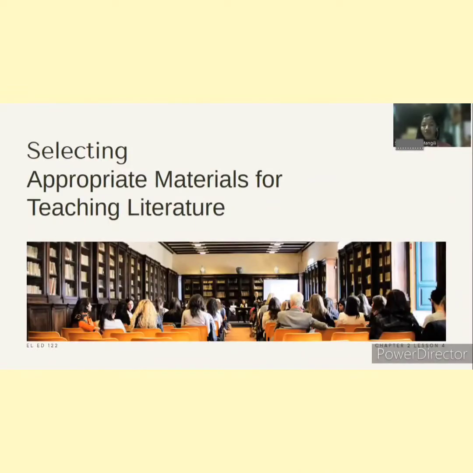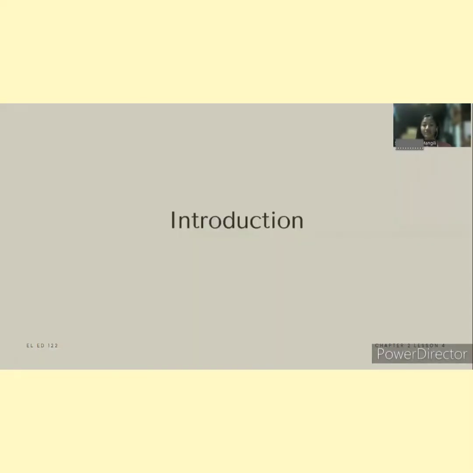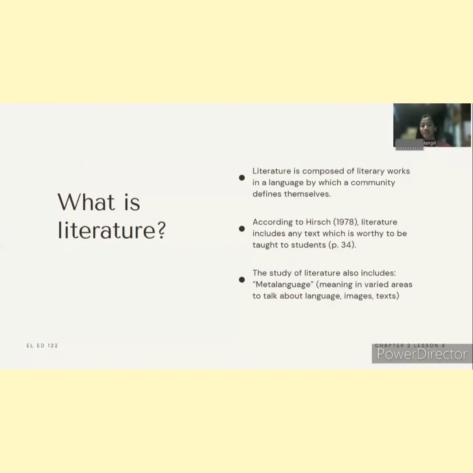We are Group 5 and we are going to discuss selecting appropriate material for teaching literature. But before we proceed, let us first define what literature is. Literature is composed of literary works in a language by which a community defines itself. Literature may be classified according to language, national origin, historical period, genre, and subject matter. Some literatures are treated separately by language, by nation, or by subject.